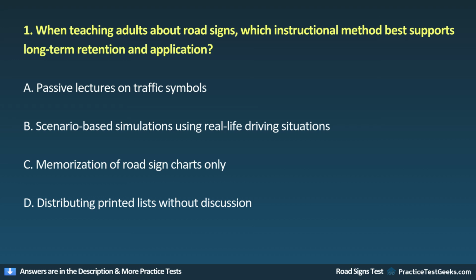1. When teaching adults about road signs, which instructional method best supports long term retention and application? A. Passive lectures on traffic symbols. B. Scenario based simulations using real life driving situations. C. Memorization of road sign charts only. D. Distributing printed lists without discussion.